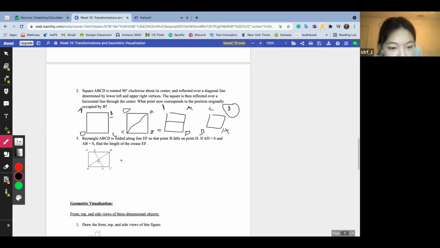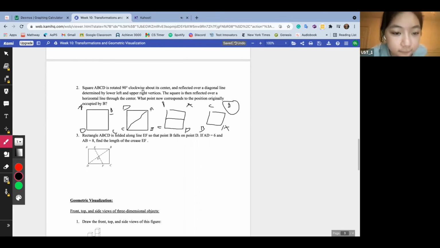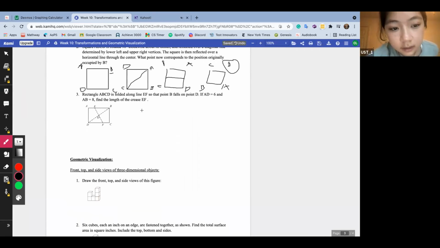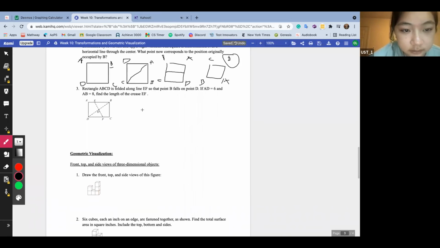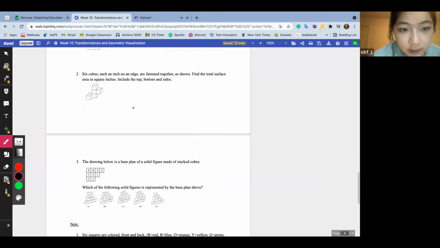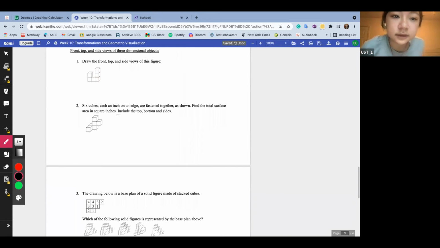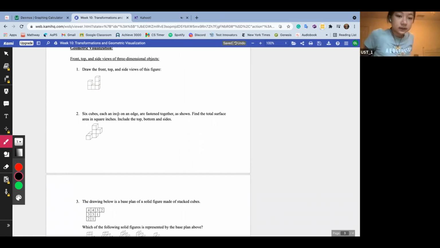And I'm actually not going to do this question because it's a bit confusing, so I'm going to skip that one. The next one is going to be geometric visualization. First, I'm going to talk about some three-dimensional objects, so the front, top, and side views of it. This is going to be good practice. Draw the front, top, and side views of this figure.